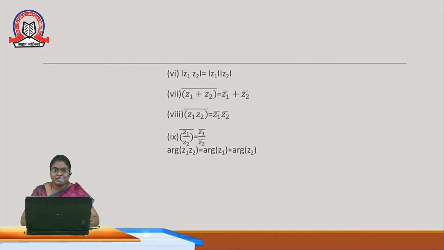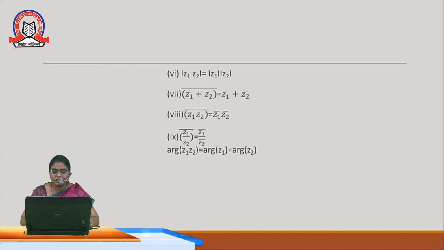If we multiply two complex numbers and take the conjugate, we get the answer z1 conjugate into z2 conjugate. When we divide two complex numbers and take the conjugate, we get z1 bar upon z2 bar.